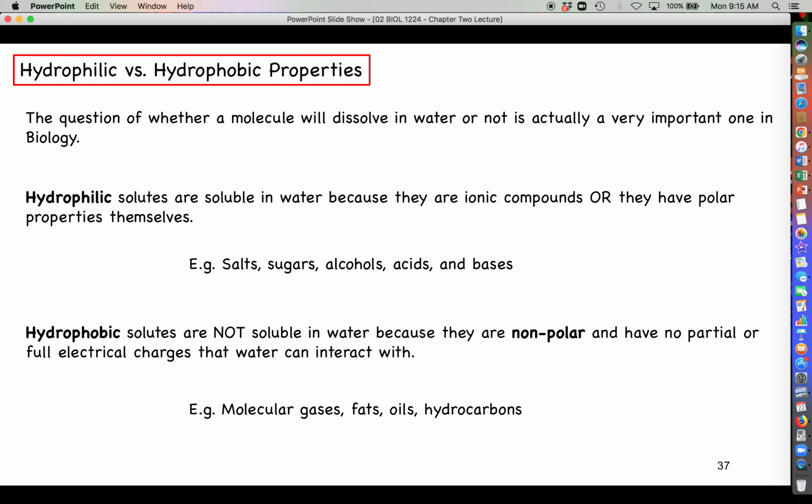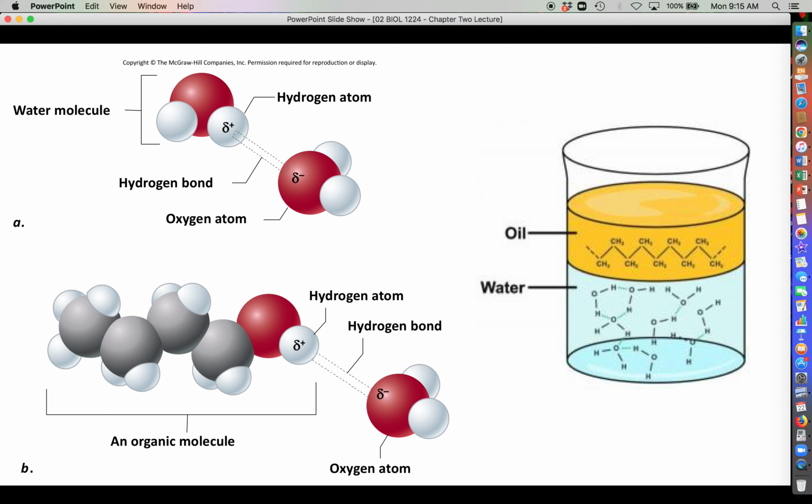So some good examples of hydrophobic solutes are molecular gases like oxygen and carbon dioxide and nitrogen, which are not very soluble in water. Fats and oils, you probably know what happens when you try to get water and oil to mix. They don't mix and they form two different layers. And then a type of molecule that we will talk about in the next video called hydrocarbons. So if you look at this figure here, you can actually see everything that we just discussed in action.